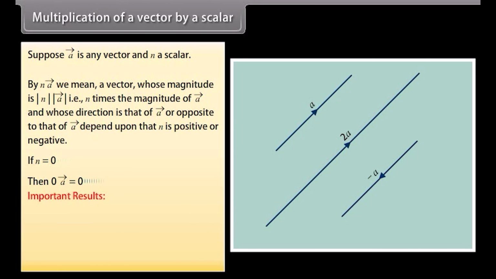Important results. m(n vector A) equals mn vector A. n times (vector A plus vector B) equals n vector A plus n vector B. (m plus n) times vector A equals m times vector A plus n times vector A.